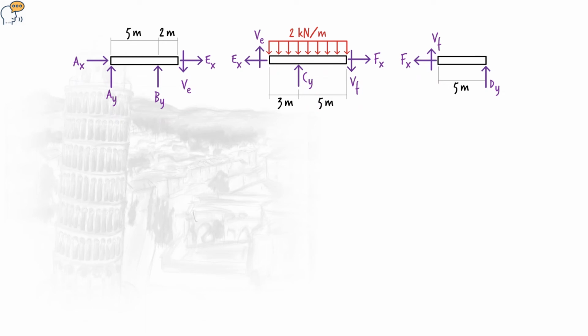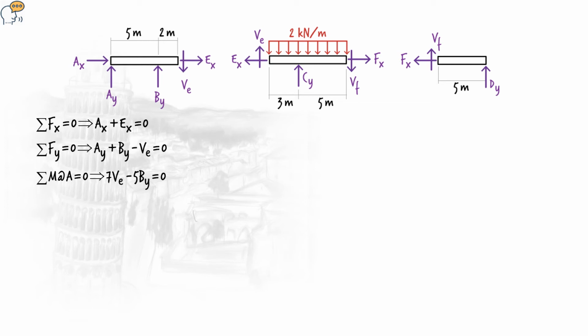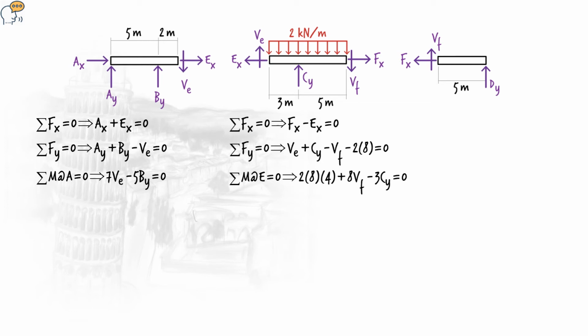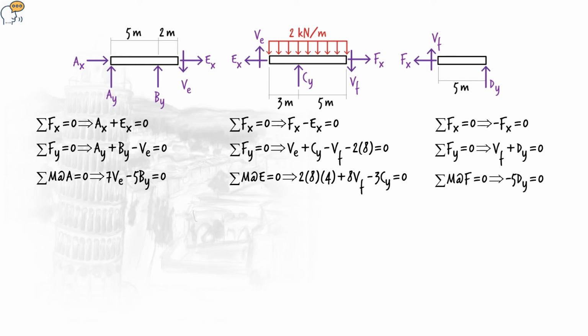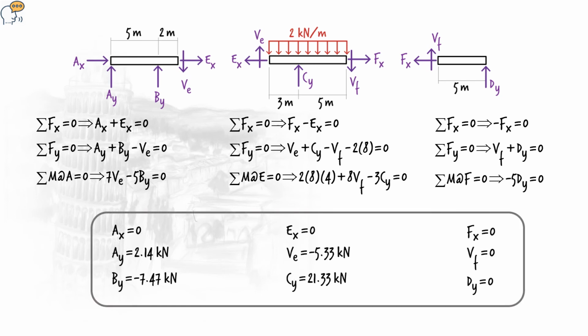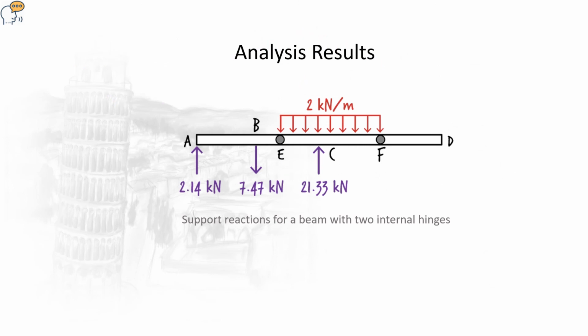The equilibrium equations for segment AE are: for segment EF, we get these equations. And for segment FD, we have. Solving these 9 equations, we get the values for all the unknown forces. The results of the analysis are reflected in this diagram.